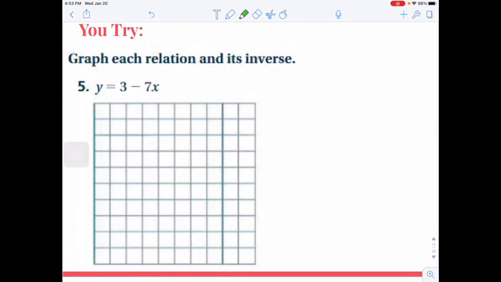Now I would like you to try number 5, graph each relation and its inverse. So we have y equals 3 minus 7x.